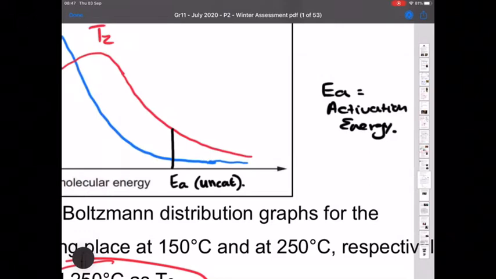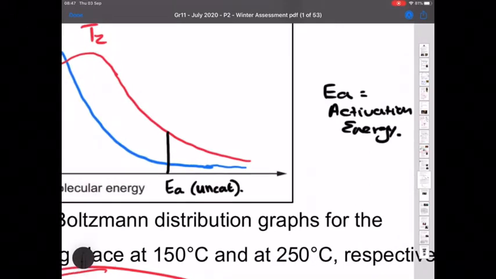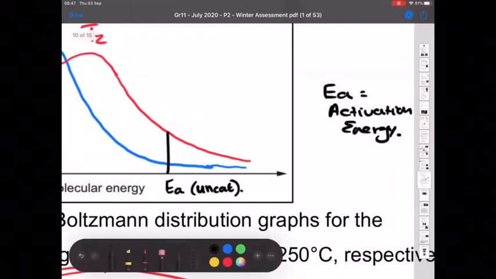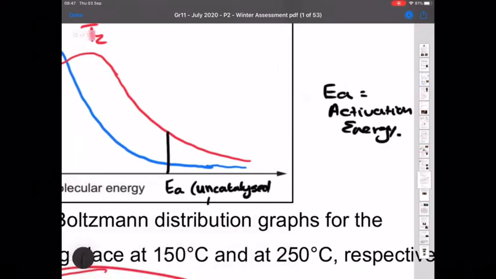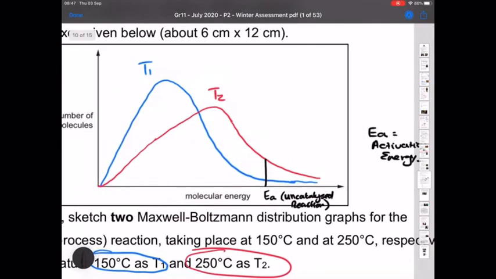What other labels did you need? So you got a mark for showing T1, a mark for showing T2. You've got a mark for showing the activation energy for the uncatalyzed reaction. And that was 3 marks. And if the energy of T2 was greater than T1, so in other words, sorry, the other way around. So in other words, if this peak was greater than that peak, so T1's peak was greater than T2's peak, then you also got a mark. So that was where the 4th mark came from.